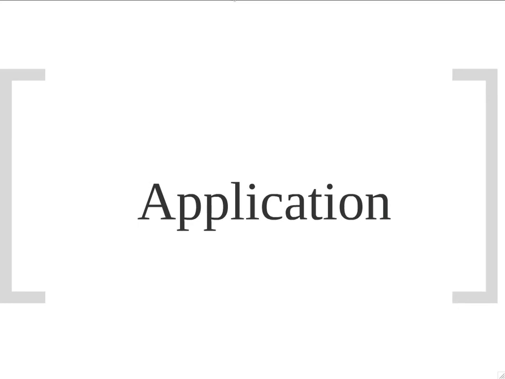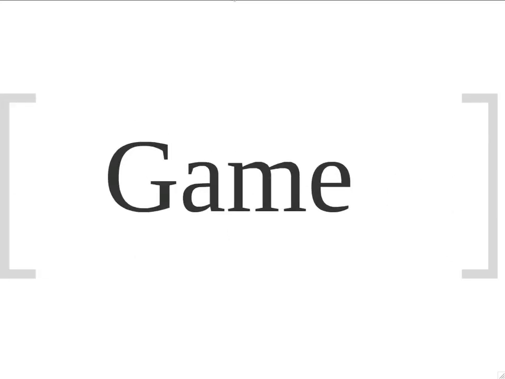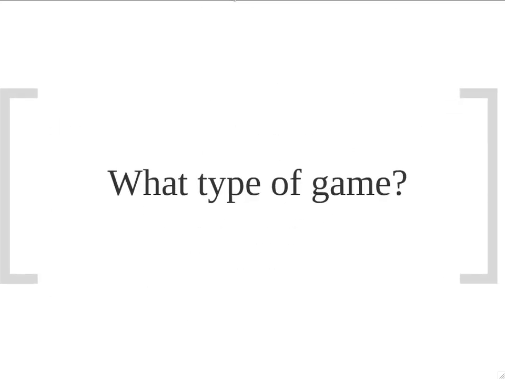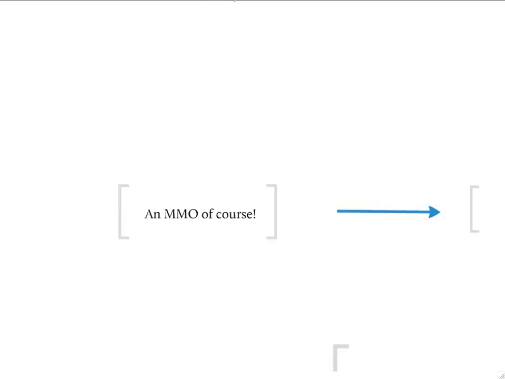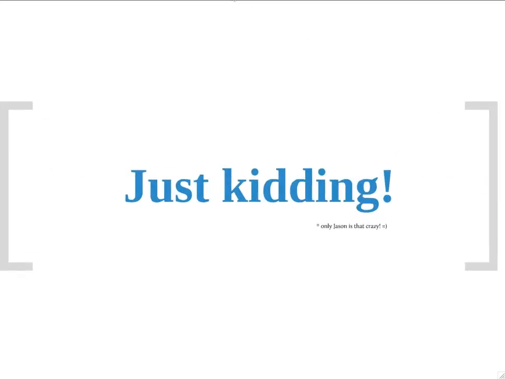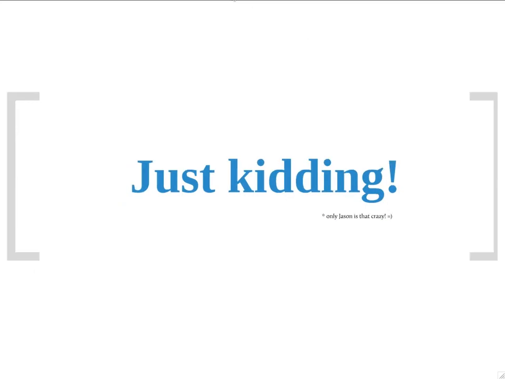When we sit down to think about what we can make, there's kind of two general categories of things that we can sit down to program. One, there's applications. They could be web applications or desktop applications, or they're games. PC games, Mac games, Xbox games. So we're going to be making a game. What type of game? Or to make an MMO? No, not really. Only Jason's that crazy.